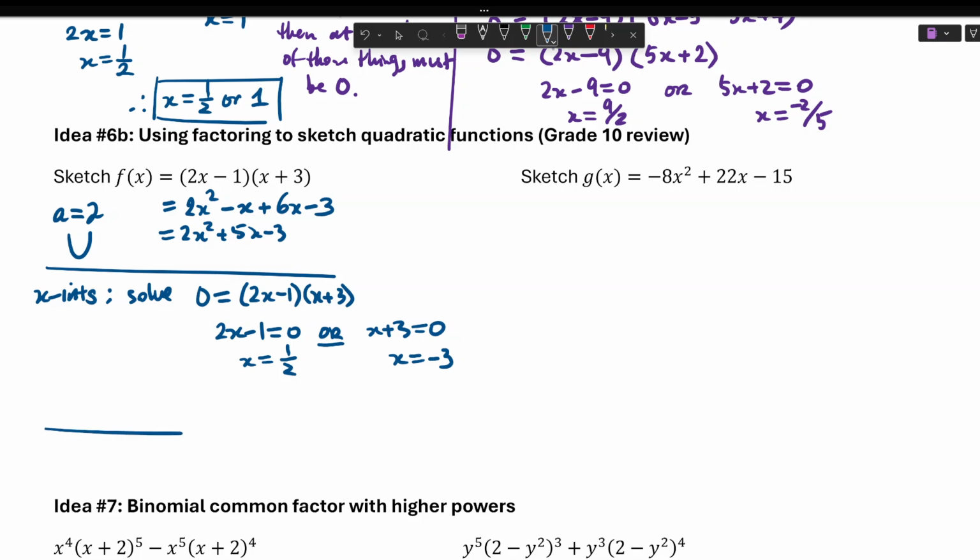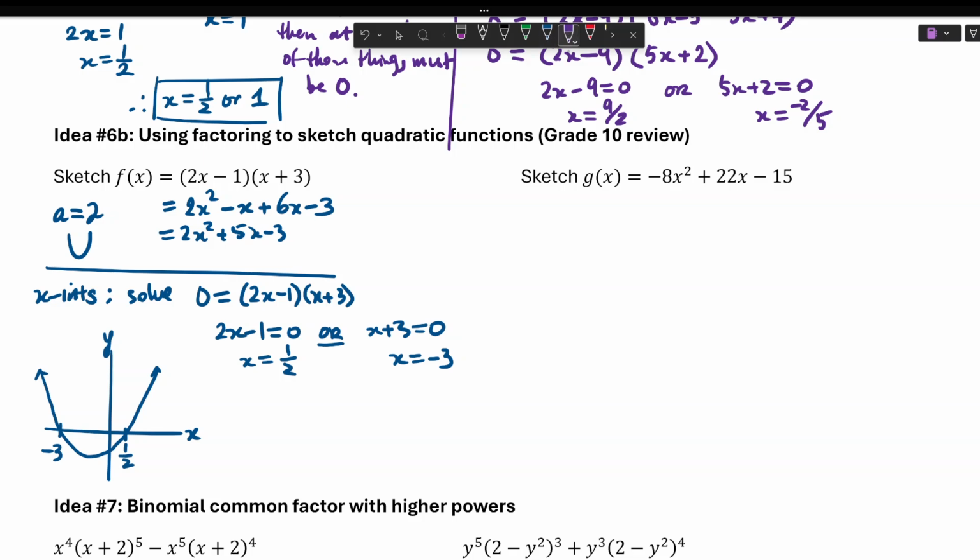So if we want to draw a quick sketch of this quadratic, we can say, okay, this is going to be 1/2, this is going to be -3. It's not terribly to scale, but you get the point. And then it should be a happy face, so it'll look something like this. So there's your quick visualization.